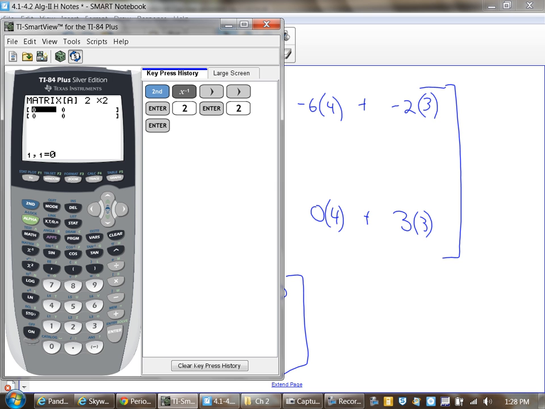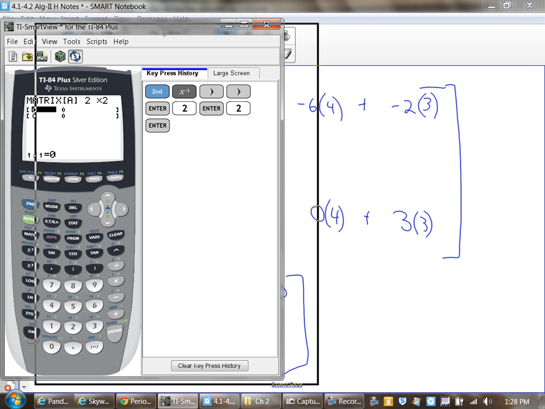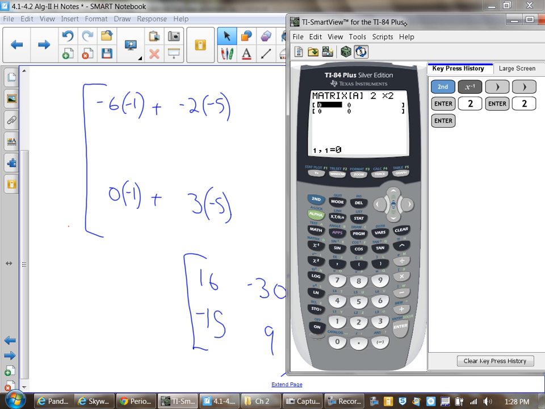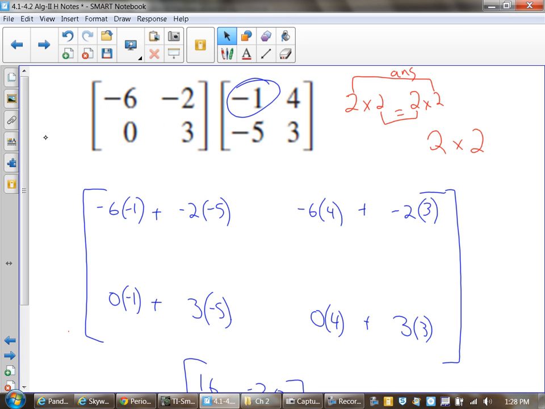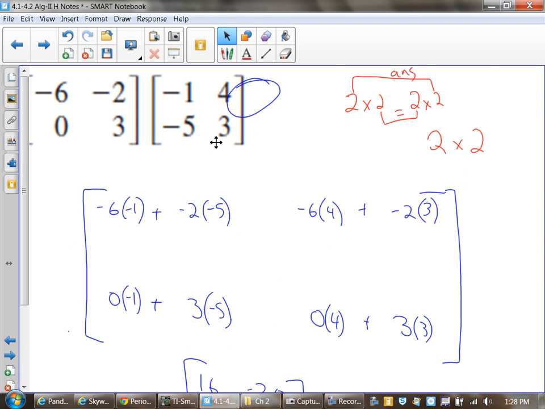So now I know I have a 2 by 2. Now I just go ahead and start entering it in. I'm going to start with my matrix A. I'm going to use that as the first matrix we have there, that 6, negative 2.